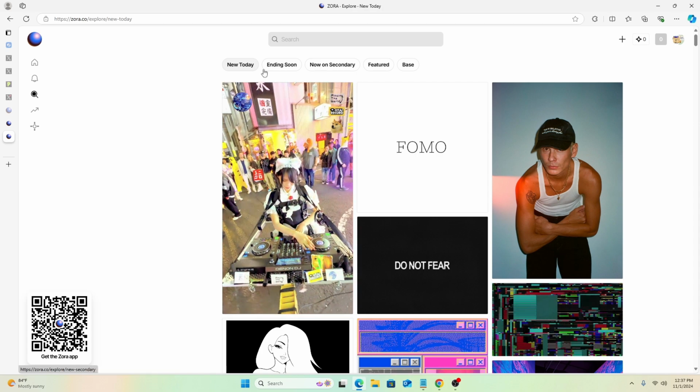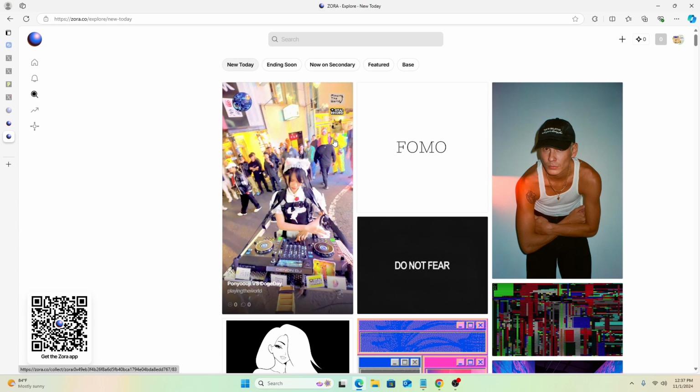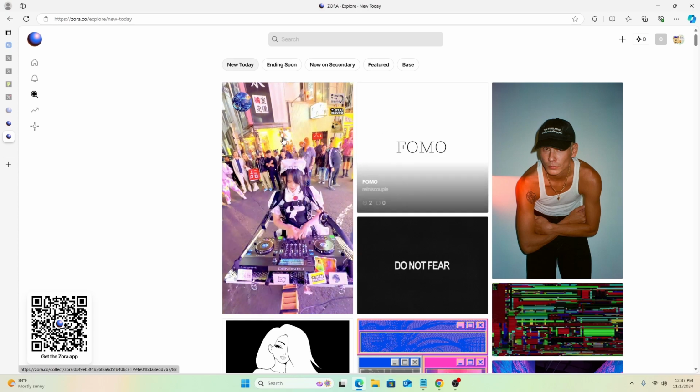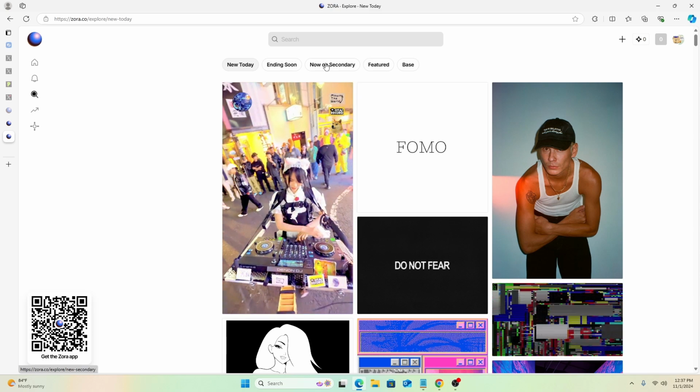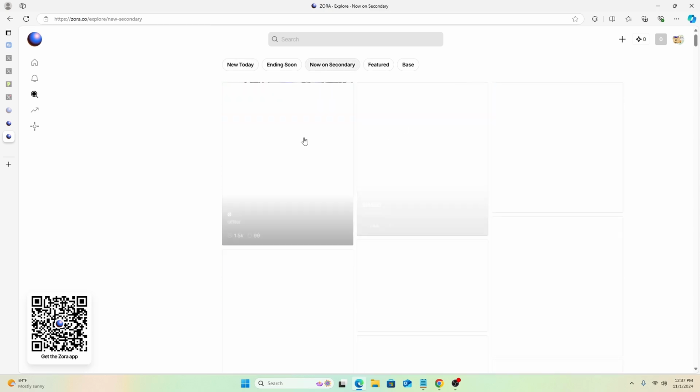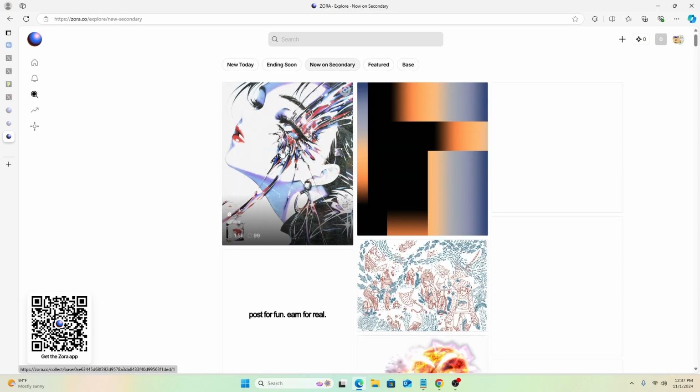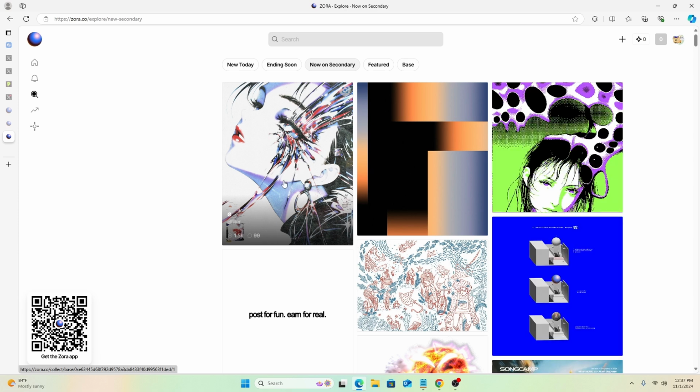Okay. So you will see very quickly here that while there are posts that just recently were published, there is also a "now on secondary" category. Now, what does this mean? It means that these posts have been minted enough, to where there's now a secondary market for it.